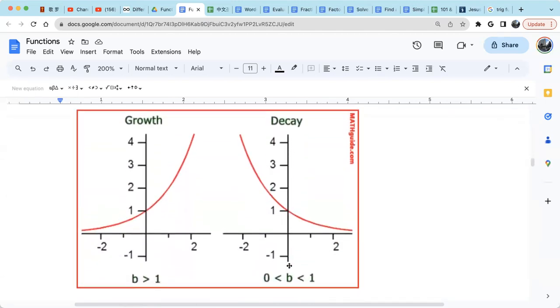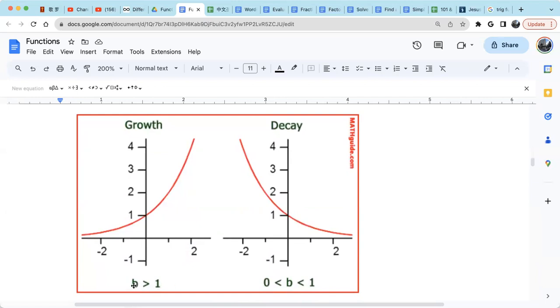Let's see the graph. If b is greater than 1, we have a graph like this. It goes upward. In function, we call this an increasing function. If b is positive but less than 1, we have this kind of graph. It goes down. We call this kind of function a decreasing function. So this is called exponential growth, and this is called exponential decay.